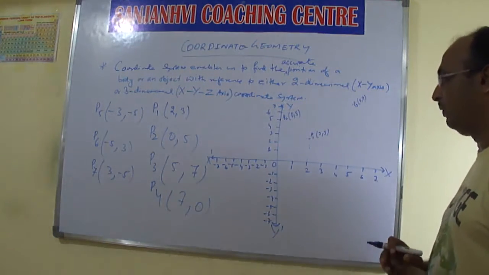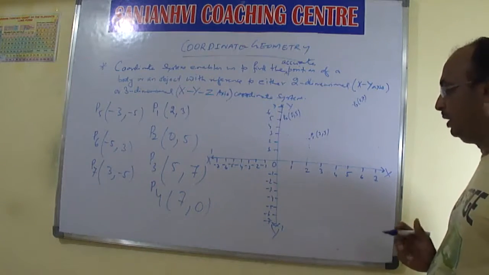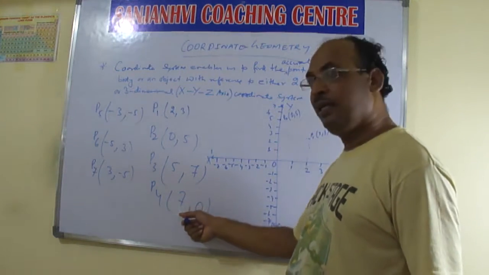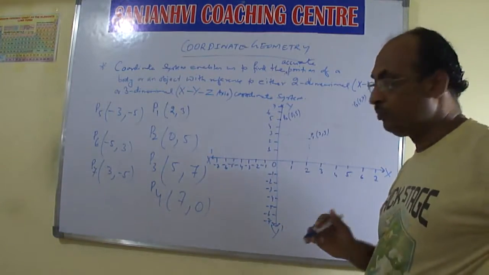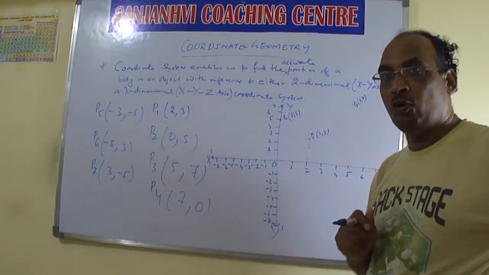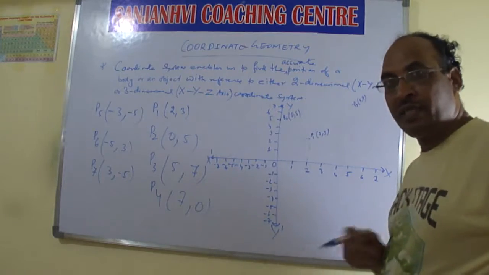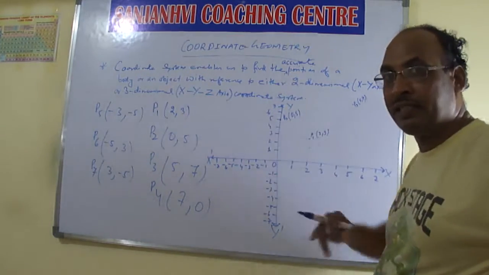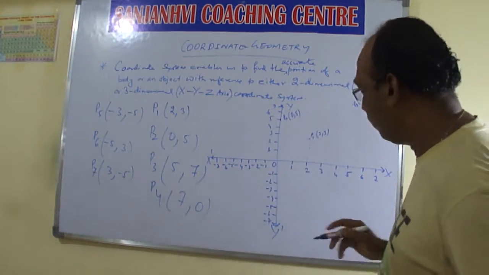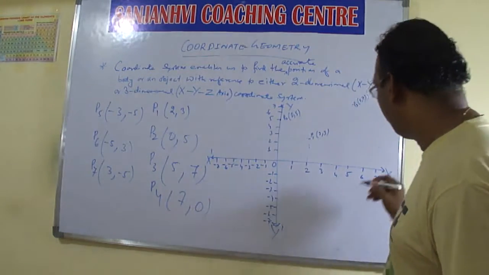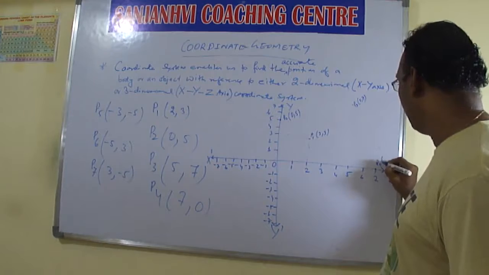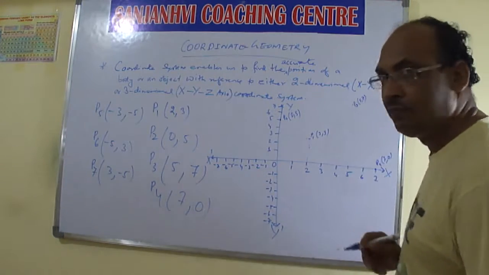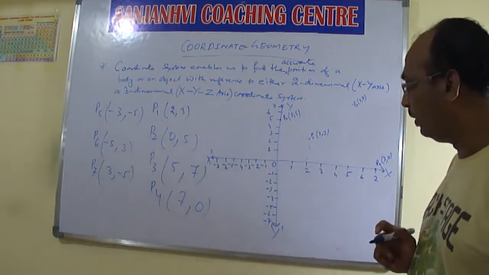Now P4 (7, 0). Here 7 is x and y is 0. See, y will be 0 on the x-axis, and x will be 0 on the y-axis. So (7, 0) is this one. P4 (7, 0), like this. Very good.